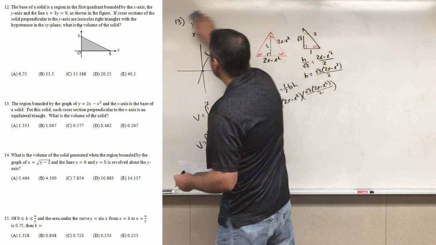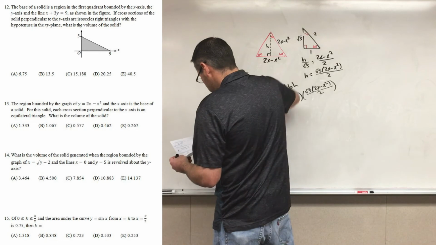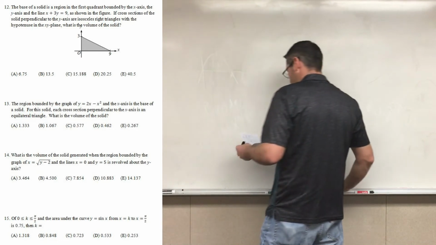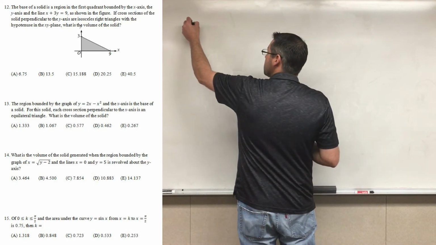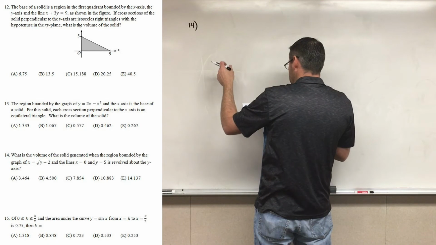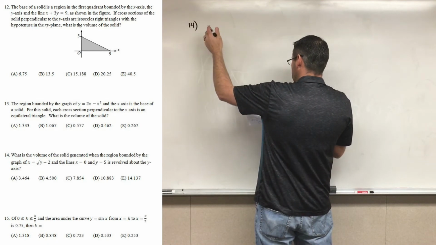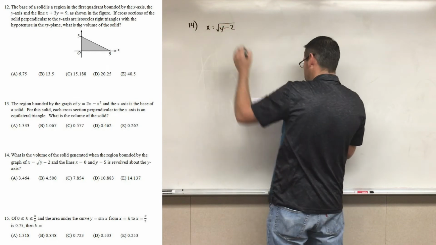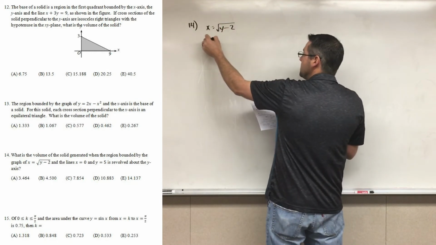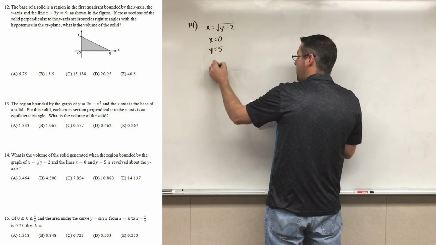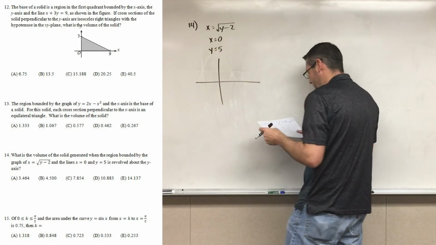Okay. Number 14 is now dealing with revolutions. Revolutions are kind of cool. I like them at least. 14 says, what is the volume of the solid generated when the region bounded by the graph x equals rad y minus 2 and the line x equals 0 and y equals 5 is revolved around the y-axis?